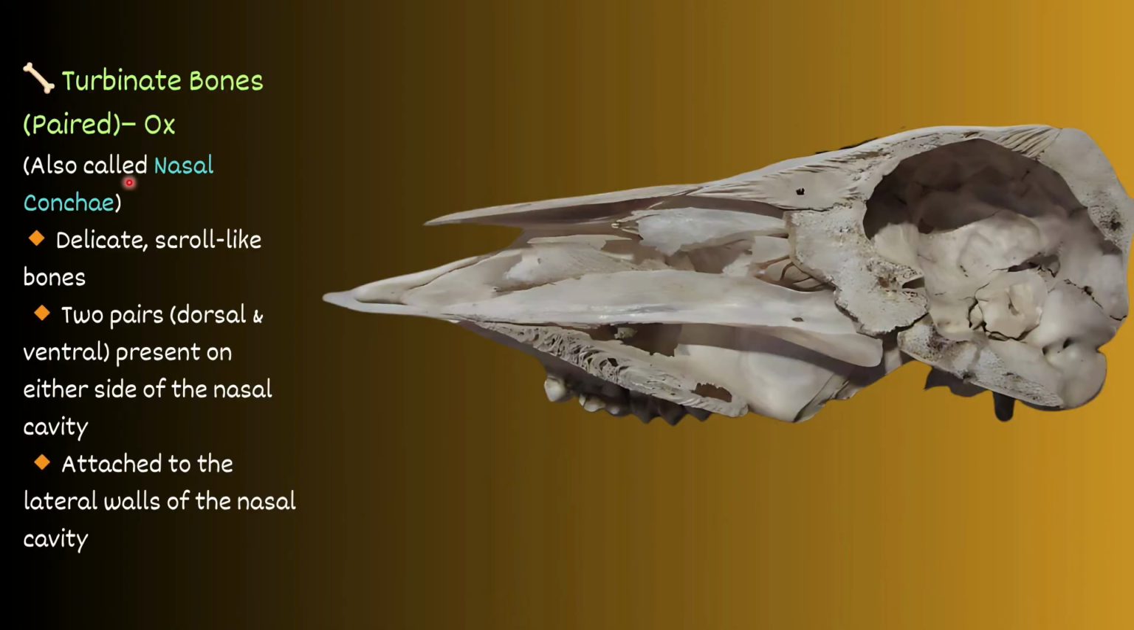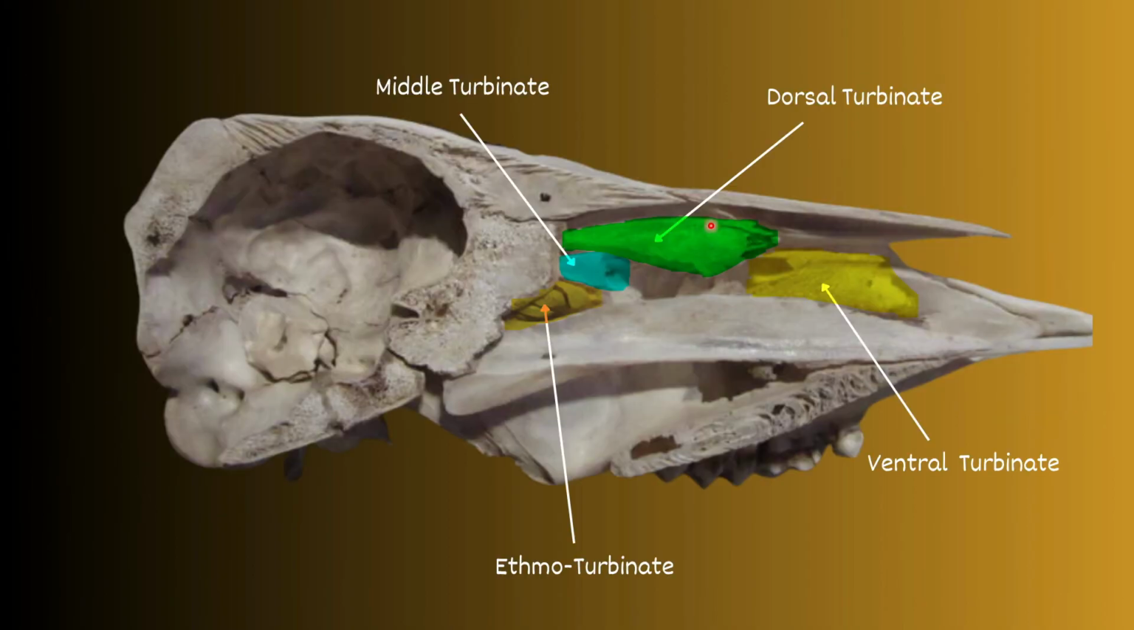Turbinate bones, also called nasal conchae, are delicate scroll-like bones. There are two pairs, dorsal and ventral, present on either side of the nasal cavity. This is the dorsal turbinate, this is the ventral turbinate, attached to the lateral walls of the nasal cavity. This is the dorsal turbinate bone, this is the ventral turbinate bone, this is the ethmoturbinate bone, and this is the middle turbinate bone.